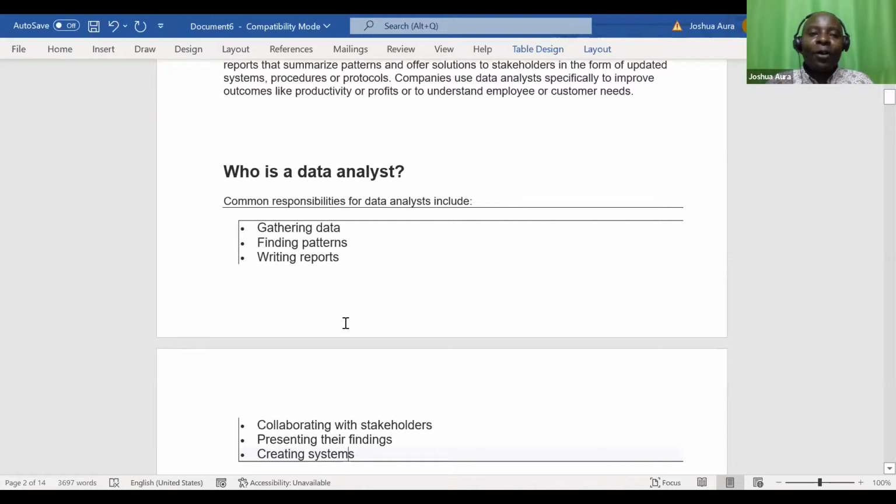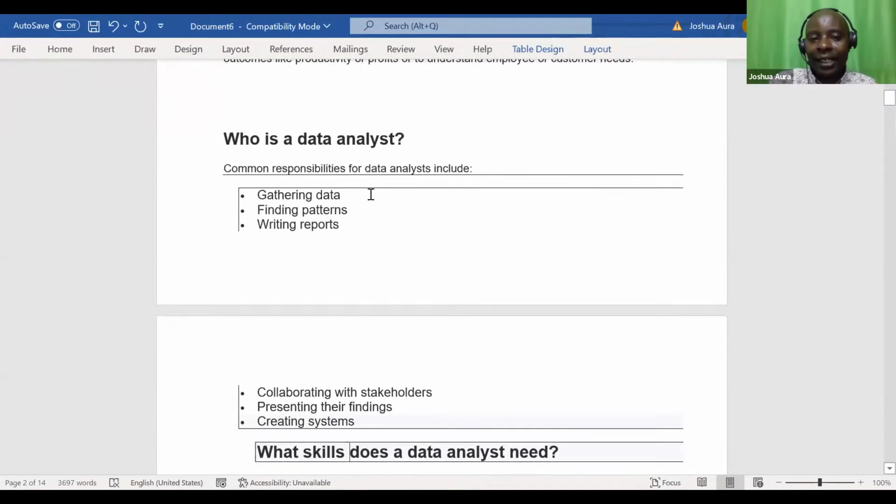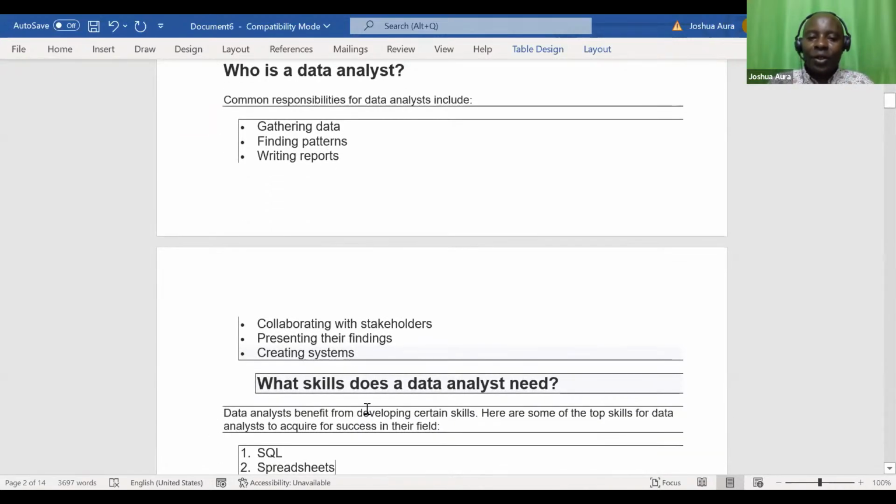Now, common responsibilities, for you to understand who is a data analyst. Common responsibilities for a data analyst would include gathering data, finding patterns in this data, writing reports, collaborating with stakeholders. If you're a data analyst, you will be able to go ahead and tell these stakeholders that should we implement this system, this is what is going to happen. And this is how, if it's employees, for example, your jobs will be affected. If it is a shareholder, this is how your profitability will be. Presenting their findings, creating systems.